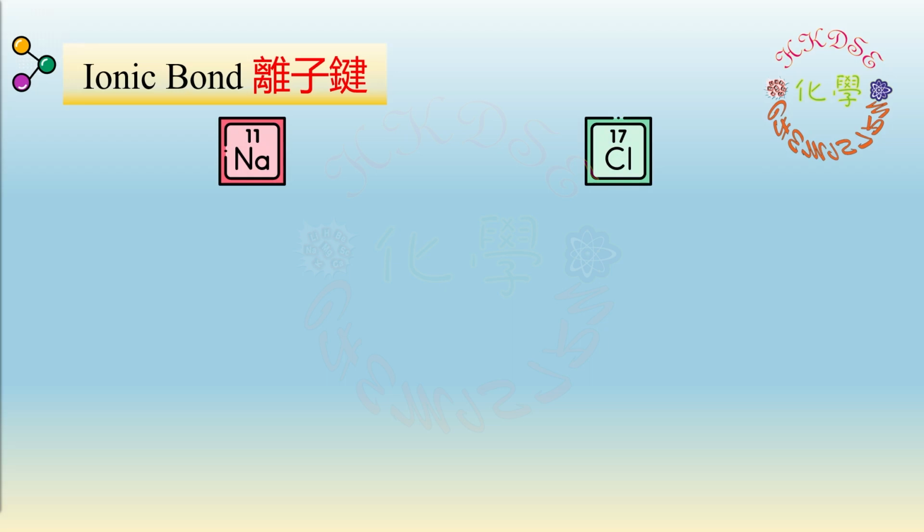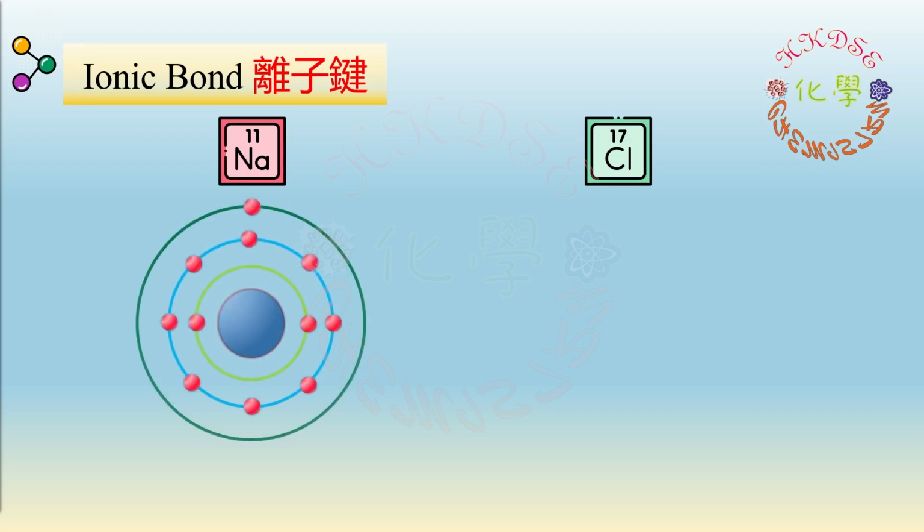Now I'm using dots to show the electrons on the sodium atom. As you can see, our sodium atom has 11 electrons. There are 2 electrons in the first shell, 8 electrons in the second shell, and then 1 electron in the outer shell. And remember that electrons have a negative charge. Sodium atoms also have 11 positive protons in the nucleus. Because there are the same number of protons and electrons, the charges cancel, so an atom of sodium has no overall charge.